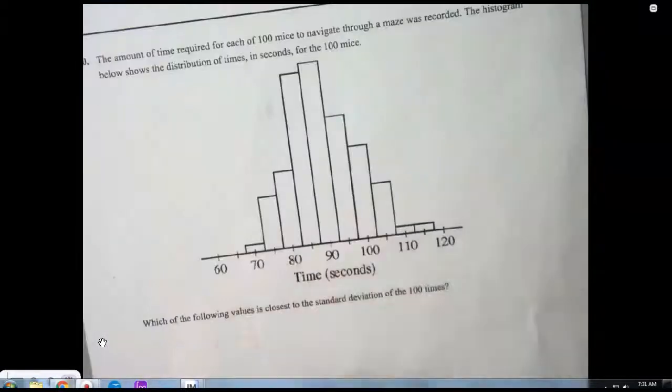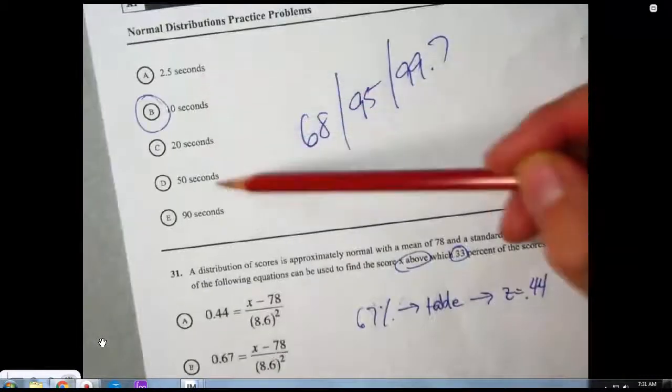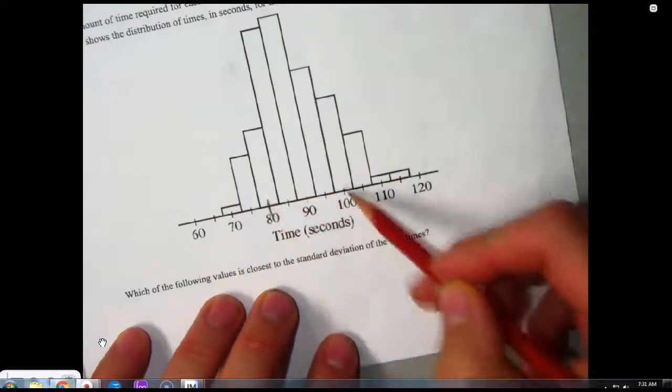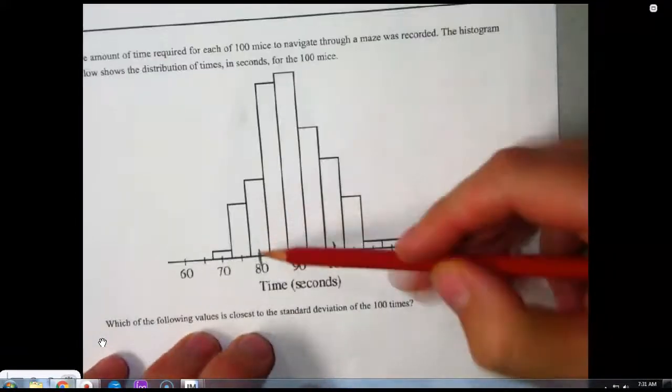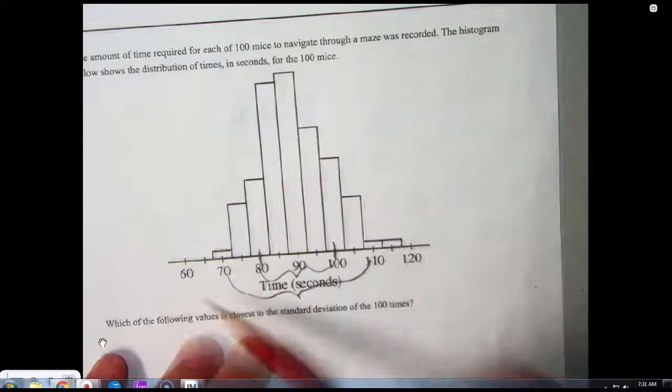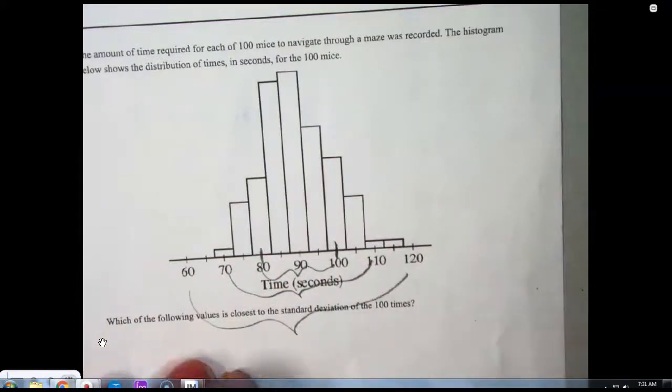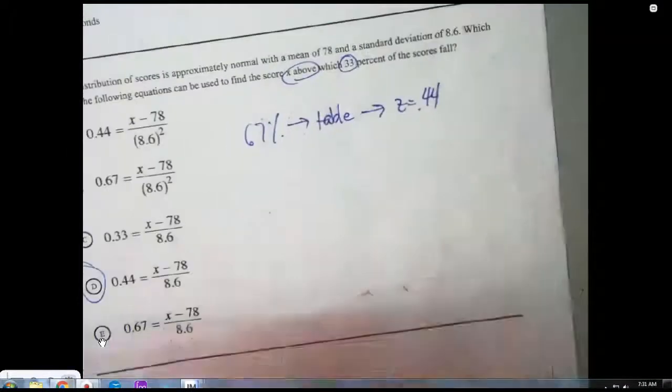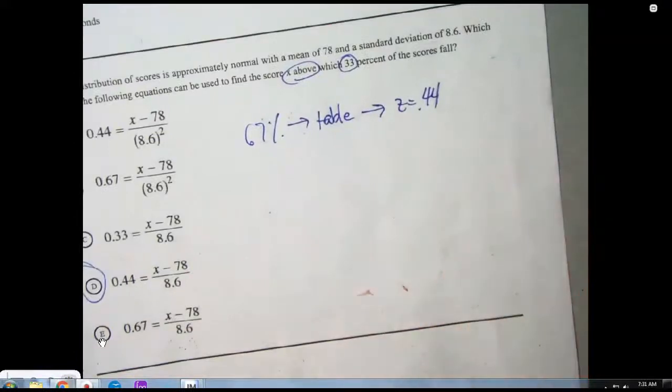At 30, same type of thing. I think they give you the same options. It's almost the same questions. 2.5, 10, 20, 50, 90. Well, if I go 10 each way, 68% of the data should be between there. That seems reasonable to me. If I go 20 each way, 95%. If I go 30 each way, I should have basically all of it. And that fits really well, and the other numbers just don't. So your best guess, your best choice is 10.